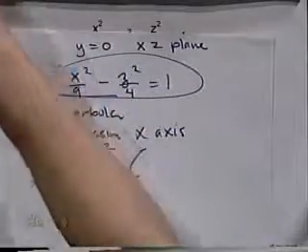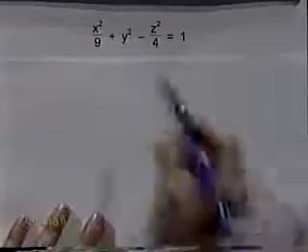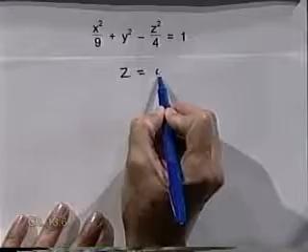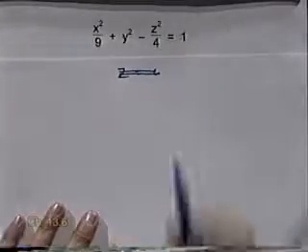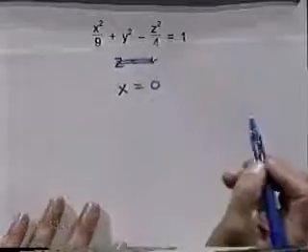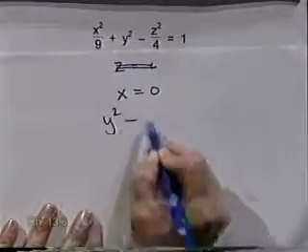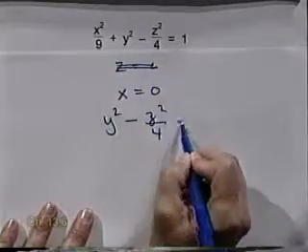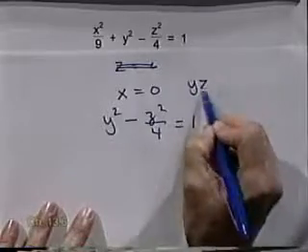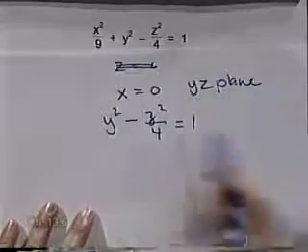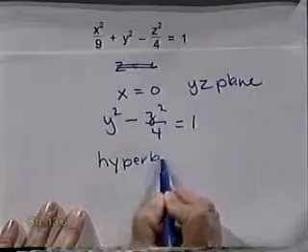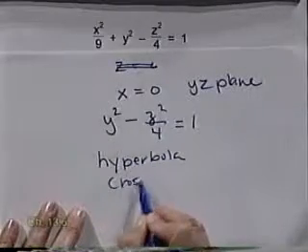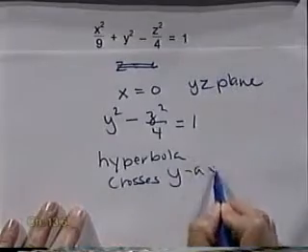I guess we're going to try z equals 0. If I try z equals 0, no, I tried y equals 0. I did z equals 0. Now I have to do x equals 0. If I do x equals 0, I get y squared minus z squared over 4 equals 1. Notice I'm in the yz plane. And again, that is a hyperbola. It's a hyperbola that crosses the y-axis, because y comes first.